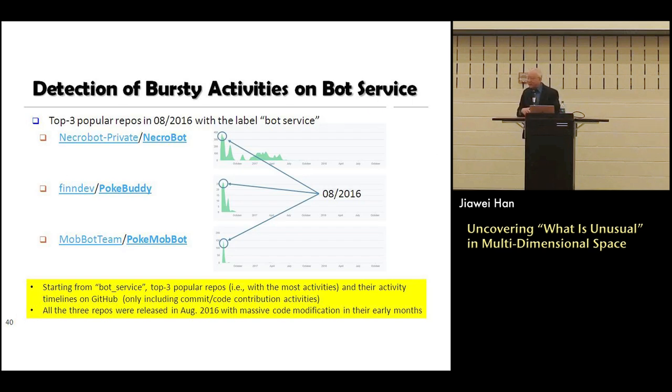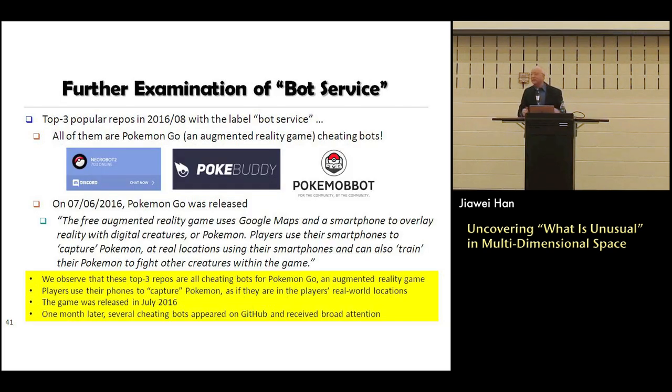Then we drill down, and we actually found three sub ones. One called Necrobot, another is Poke Birdie, another is Poke Mobet. These three were in August 2016, and we found them very bursty. Then it's interesting, we look at this bursty one and found they all relate to Pokemon. What happened was Pokemon actually was released, and then lots of people started discussing it in GitHub.